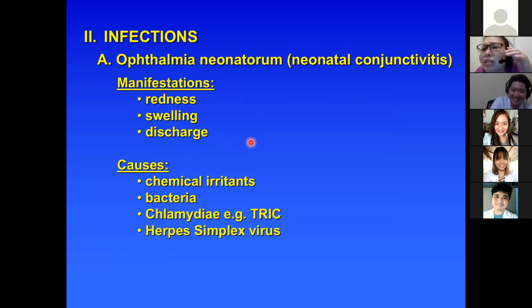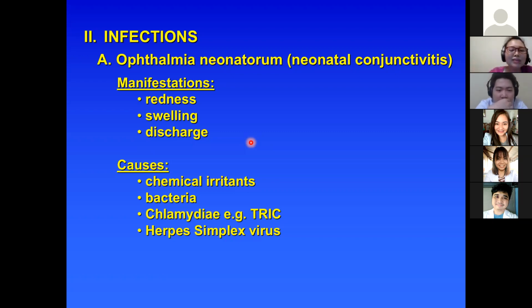You're already in the 21st century. Silver nitrate, hindi na yan ginagamit ngayon. Fusidic ointment na ang ginagamit ngayon. Hindi na tayo nasa 90s. Ginagamit pa yata yan noong 1970s pa.